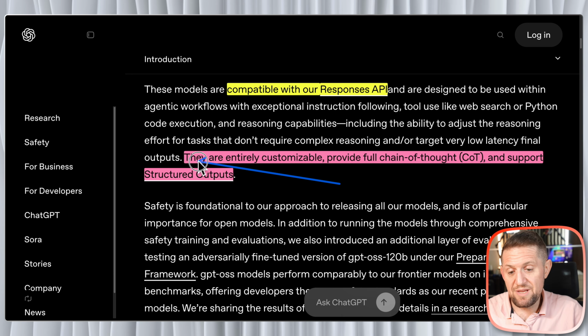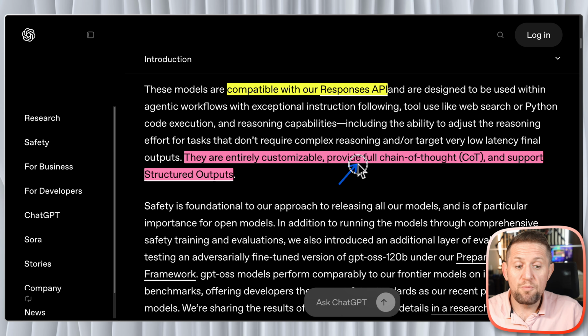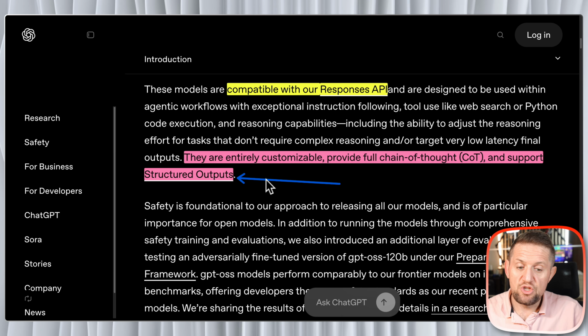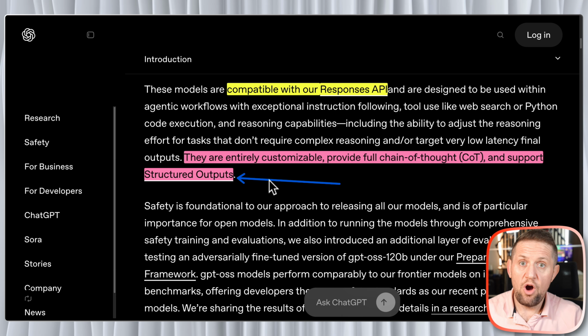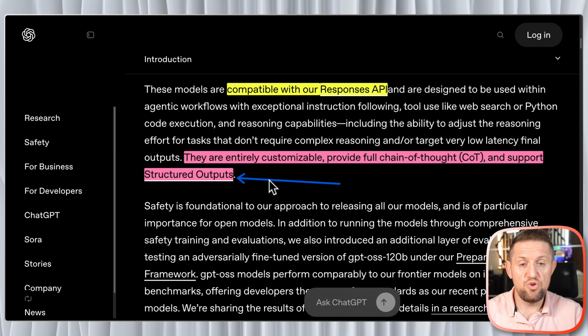Now, this is where it gets really interesting. They are entirely customizable, provide full chain of thought, and support structured outputs. So when you run them and you prompt them, you are able to view the complete chain of thought of the model before it provides the answer. All of that is exposed to the users of these models.